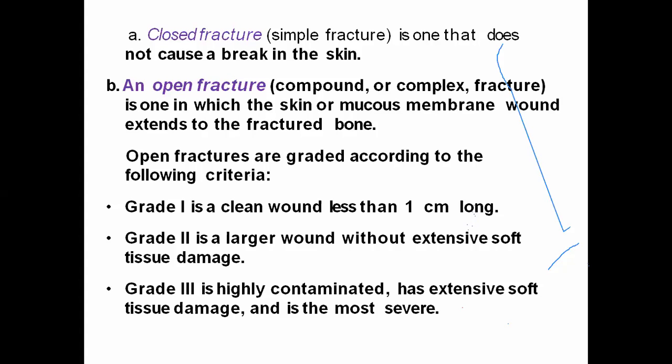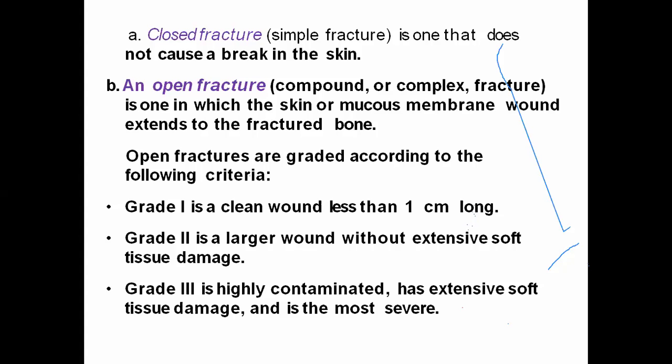Open fractures are graded according to the following criteria. Grade 1 is a clean wound less than 1 centimeter long. Grade 2 is when the wound is larger without any extensive soft tissue damage. And grade 3 is when the wound is highly contaminated and infected, with extensive soft tissue damage, and is more severe. All right.